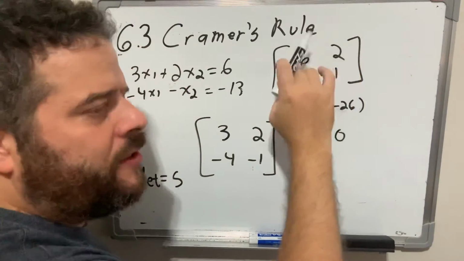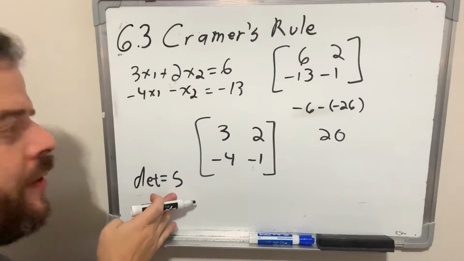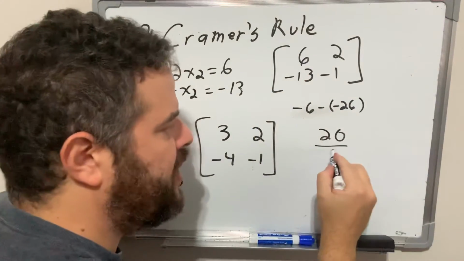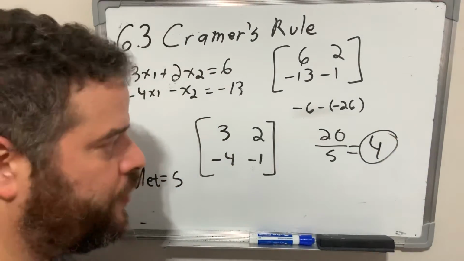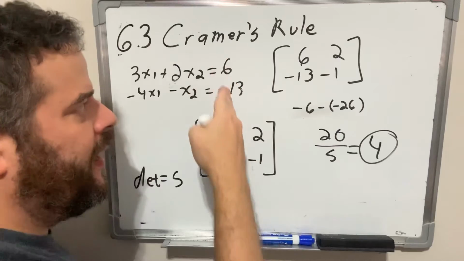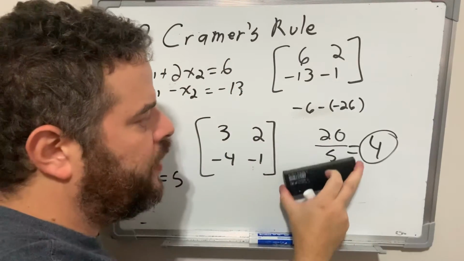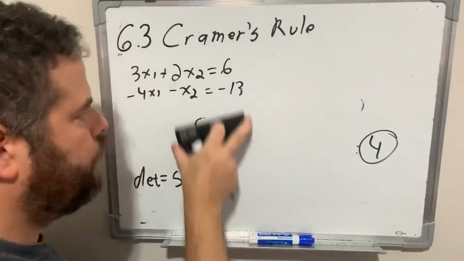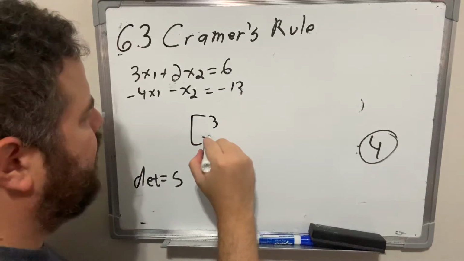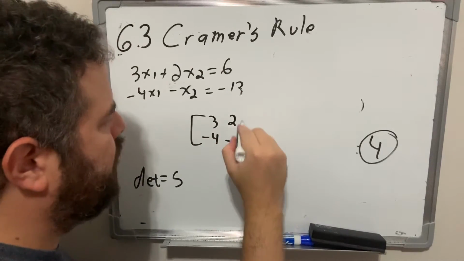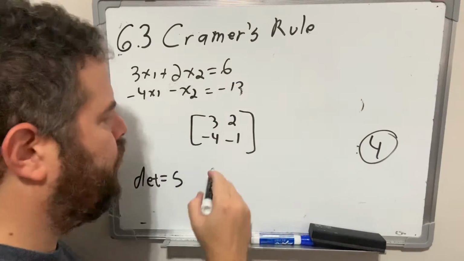Now, the determinant you get from the substituted matrix gets divided by the determinant of the original matrix. 20 divided by 5 is 4. That's going to be one of the solutions. Next, I'm going to plug in my column of answers on the second column and do the exact same process. So again, this is my original matrix. I'm going to substitute the second column now for these two values.